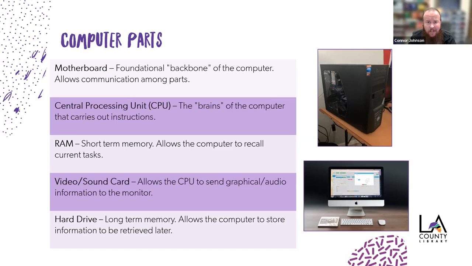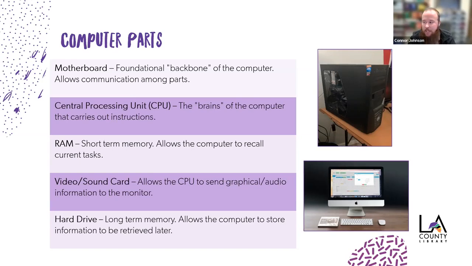The next part of a computer is known as the RAM. And this is short-term memory. It allows your computer to recall the current task that you're doing. Higher RAM generally means a faster processor. The CPU also, of course, interplays with that. RAM is measured in gigabytes. The processing speed is gigahertz.